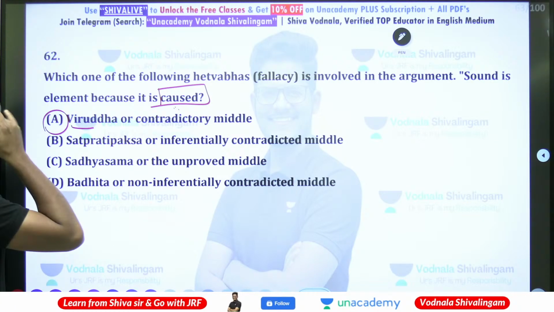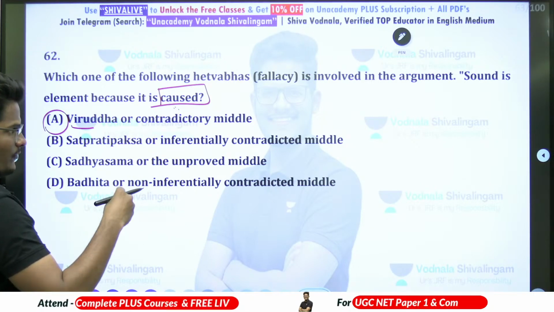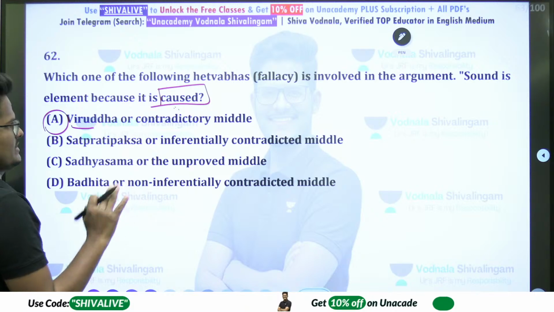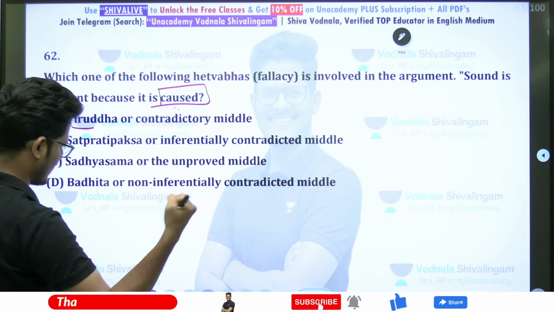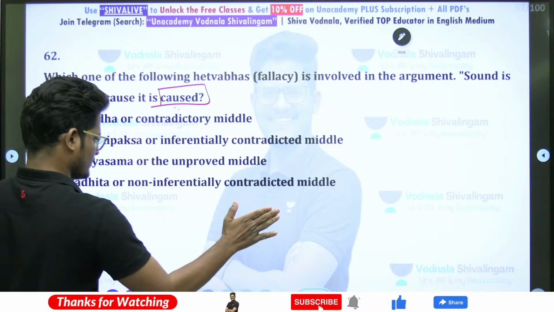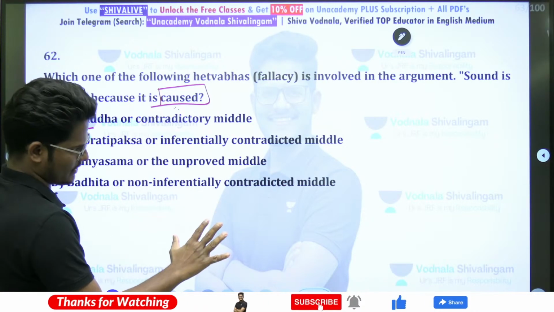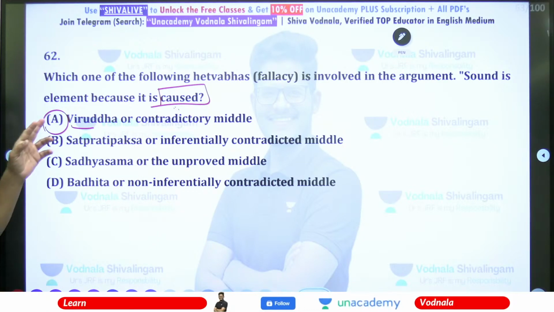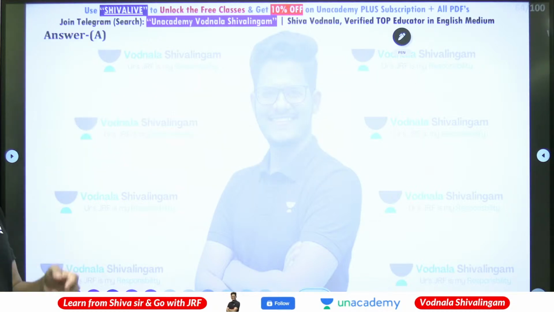How can sound be eternal when it is caused? If it is caused, it means if it is produced it will come. If it is not produced it will not come. Suppose I am breaking this one; if I do like this then only sound will come. If I am not doing anything, sound will not come. So when it is caused, the sound is not at all eternal. Sound is audible when it is produced.